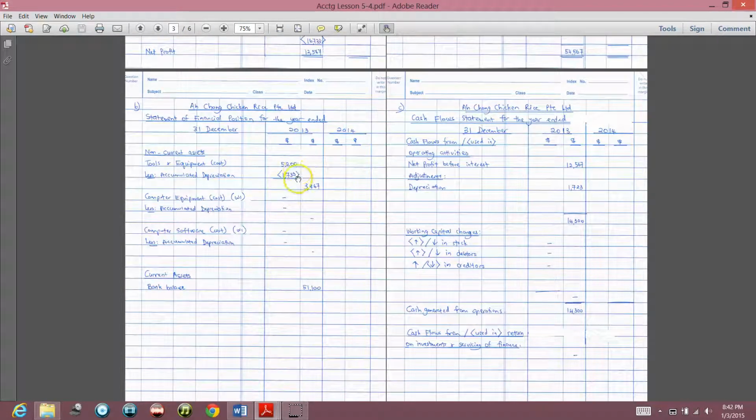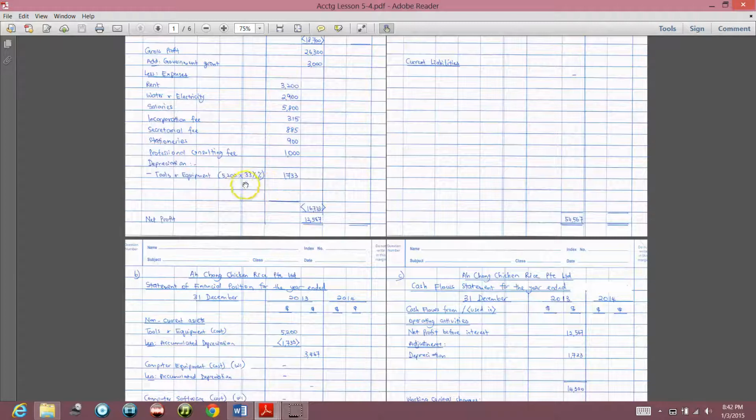Okay, tools and equipment, as stated in the question, the cost is 5,002. So assets should be depreciated at 33 and 1/3% on a straight line basis. That's what the question says. 5,002 times 33 and 1/3%, that is 1,733. So this is the first year account, so accumulated depreciation is also 1,733. So 5,002 minus 1,733, this will be the net book value I put in the total column.